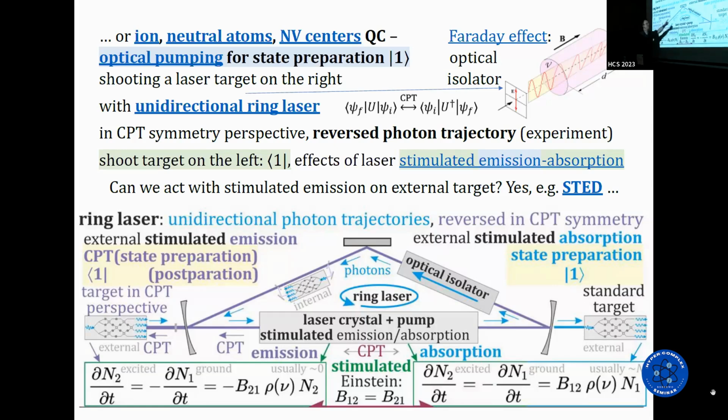So here we can make state preparation by optical pumping, while here we get again state preparation, but from the CPT symmetry perspective. So we should get this postparation the same way. If here we can do state preparation, then here we have this CPT symmetry analog from the second state of the laser, and I will show a few arguments for that now.